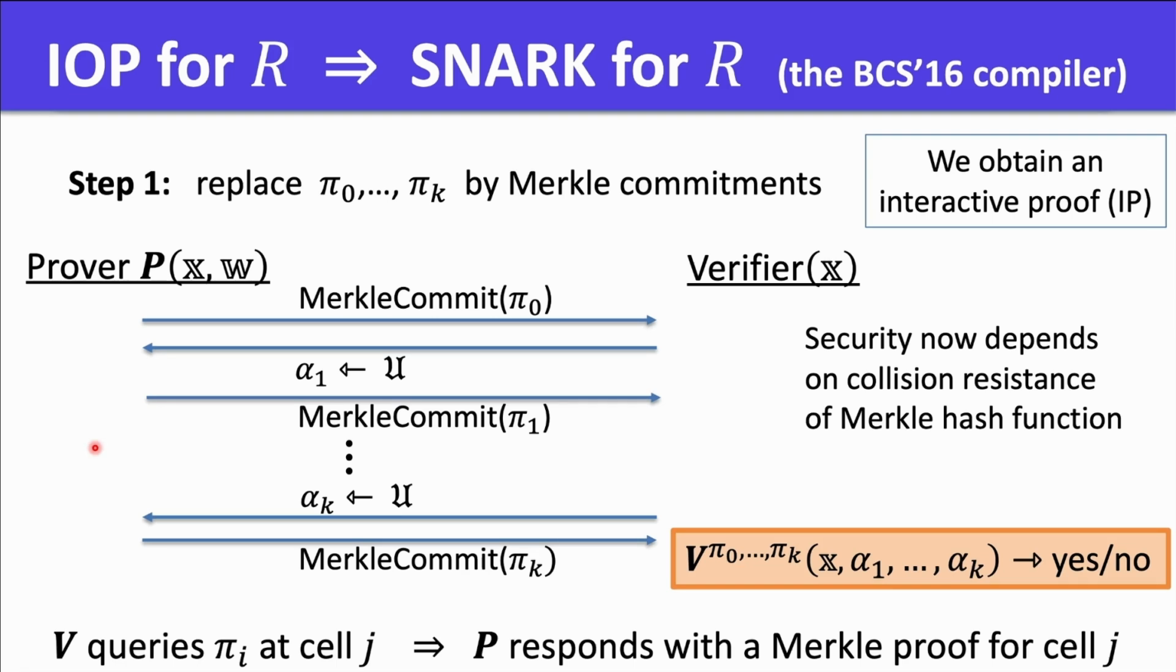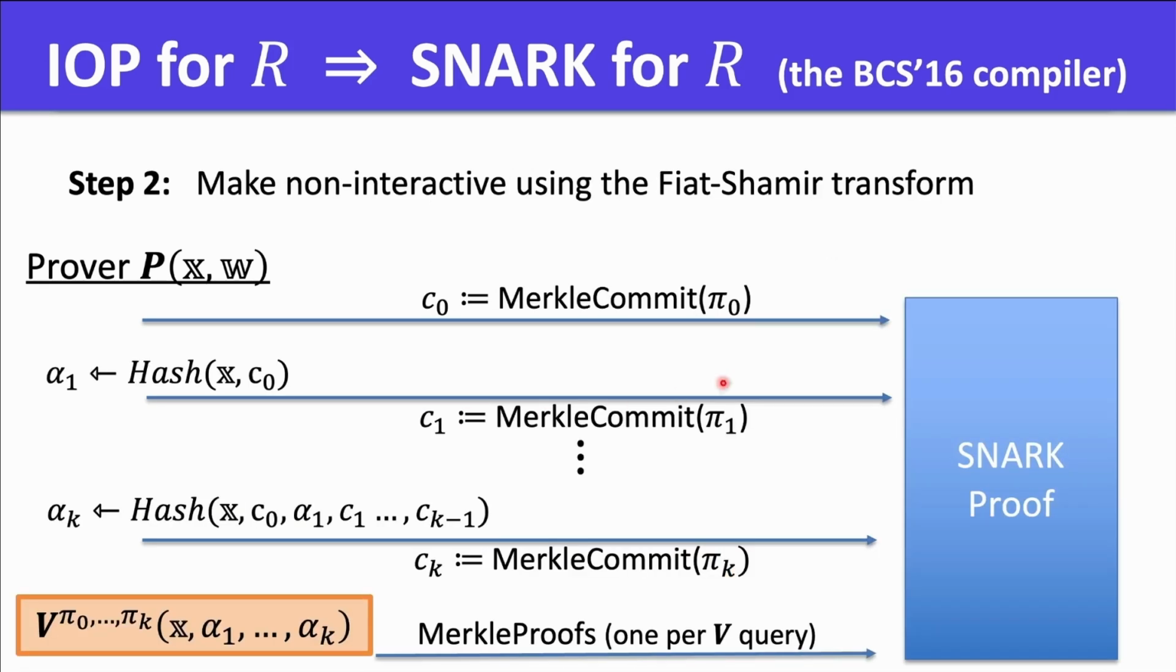But we'd like to make it non-interactive, and we make it non-interactive using the Fiat-Shamir transformation. So here, again, everything stays the same. The prover sends Merkle commitments to the verifier, but instead of having the verifier send the challenges, the prover generates the challenges by itself by hashing the Merkle commitments to generate the appropriate challenges. And finally, the prover will run the verifier on its own, and every time the verifier makes a query, the prover will send a Merkle proof corresponding to that query.